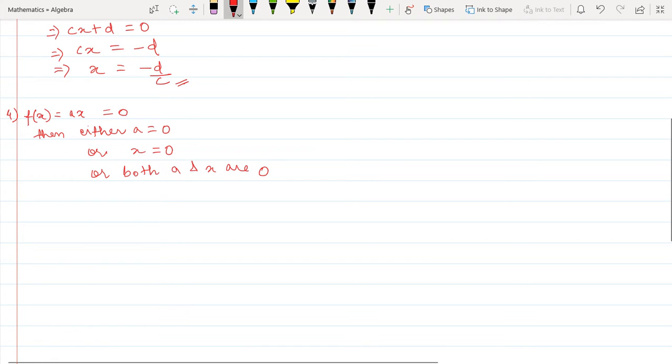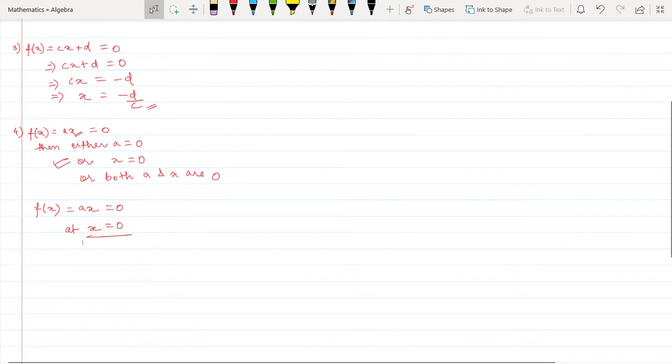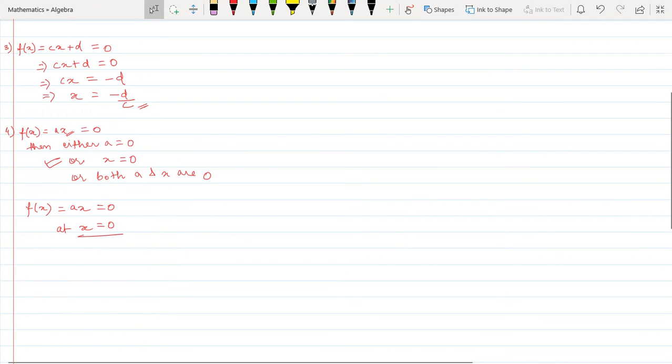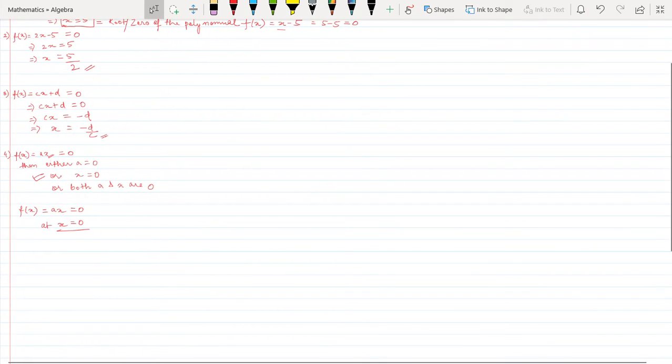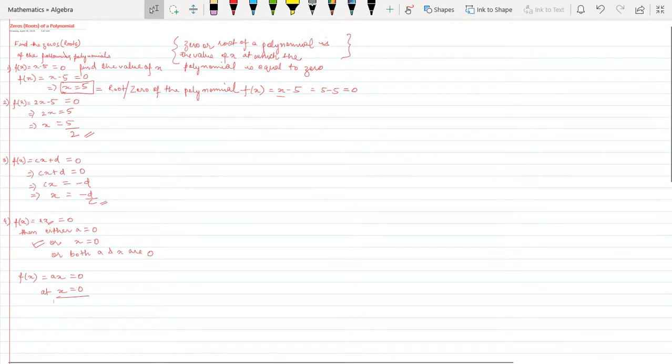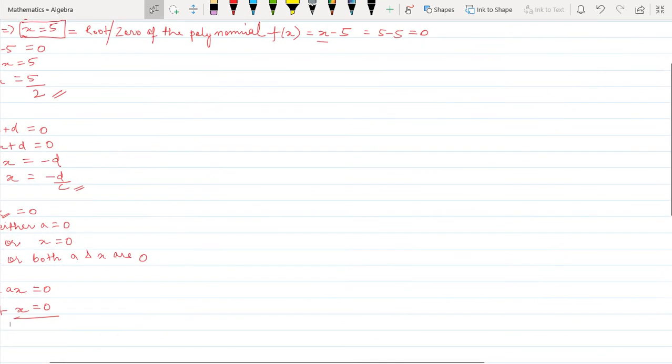Now I have to actually find the value of x where a of x is equal to 0, and that condition is satisfied by this part. So f(x) is equal to a of x is equal to 0 at x is equal to 0. So this is the solution to finding the 0 or the root of a polynomial. So remember this well.